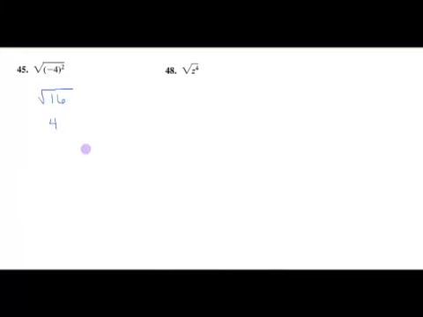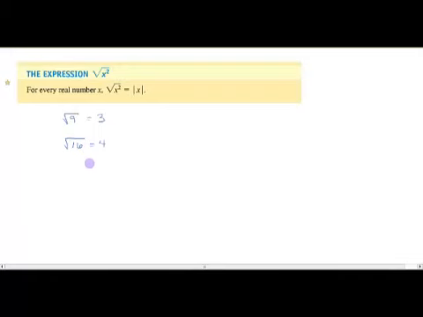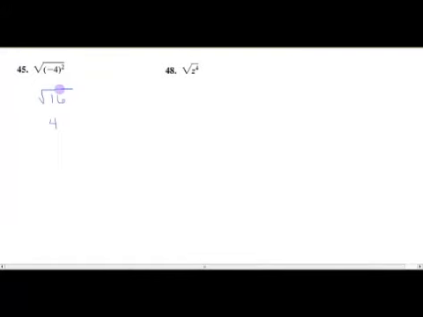We can also look at that rule on square root that said for any real number x, the square root of x squared is the absolute value of x. So here we have the square root of something squared is going to be the absolute value of that thing. So it's a 4.